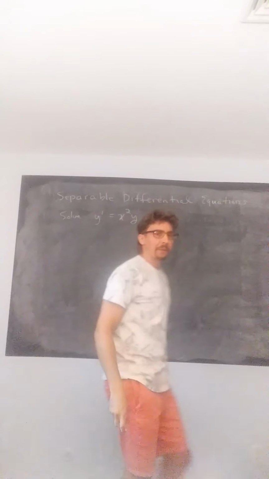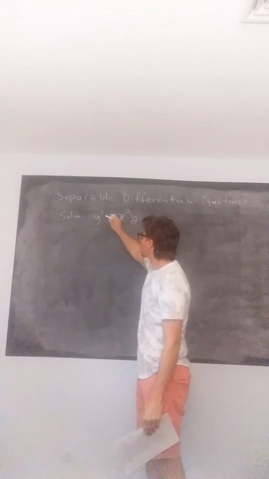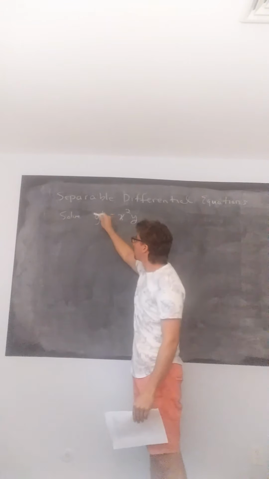So how about this one? We're going to solve y prime equals x squared y. Y prime is x squared y. So notice this time we use this y prime notation instead of the differential. So what we want to do first is rewrite this as the differential. So we're going to write this as dy dx is x squared y, just to start off.